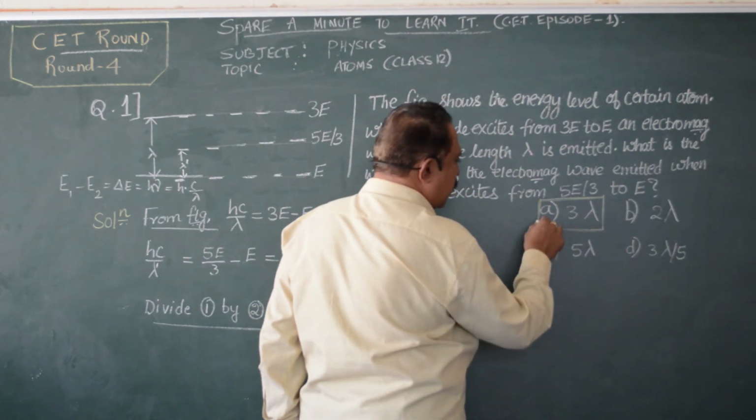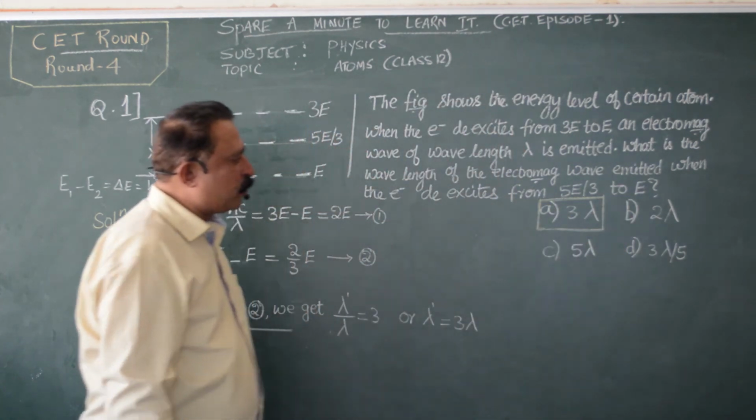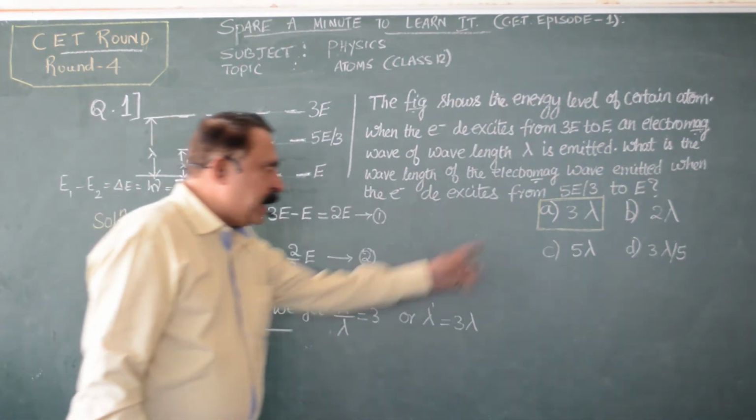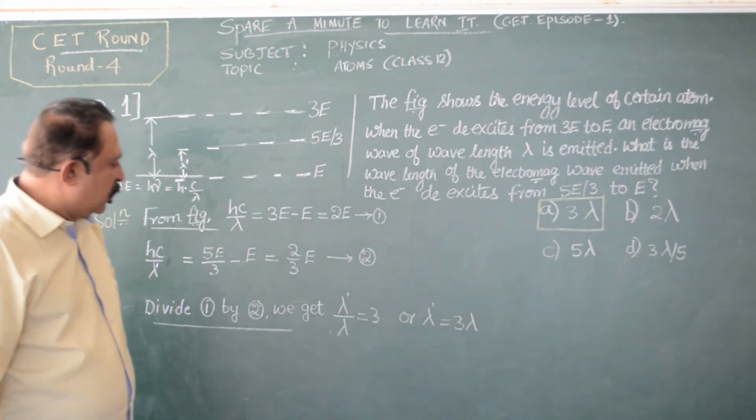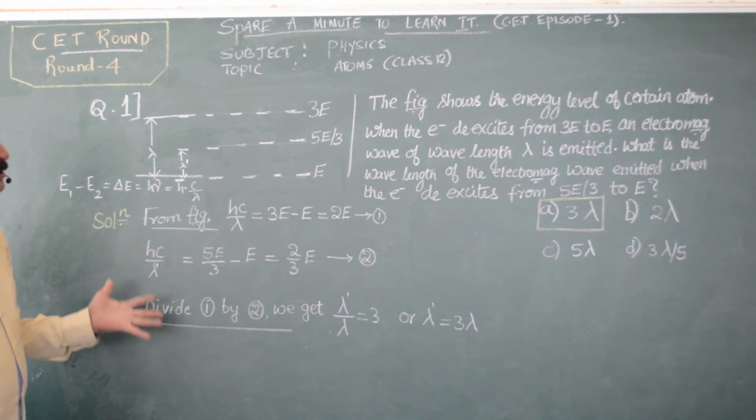In fact, you had already known the answer. The participant in the quiz program has answered A, option A, that is 3 lambda. So we actually came to know how the answer is 3 lambda.